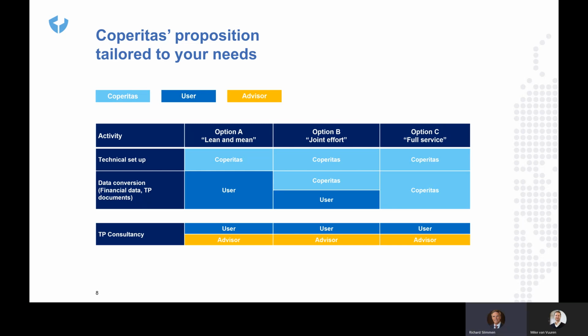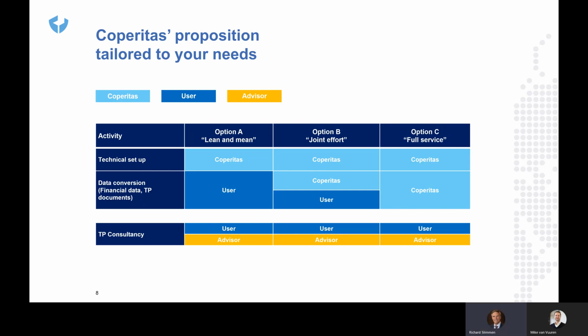The use of Coperitas normally involves three main activities. First, technical setup, which consists of creating a personal environment and user management. Then second, data conversion of the financial data and the existing TP documentation into Coperitas. And then some TP consultancy, which includes TP sanity checks on your TP documentation. And to make Coperitas work for you, we have created multiple options to choose from. These options are not fixed, and the level of support can be adjusted over time.